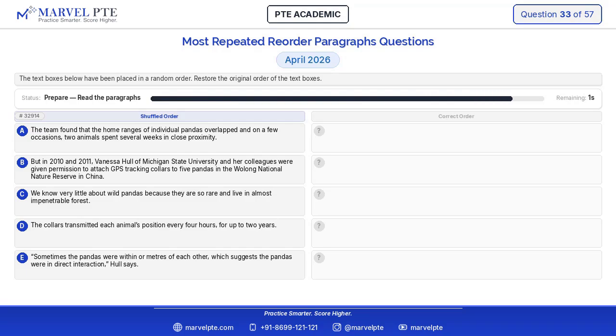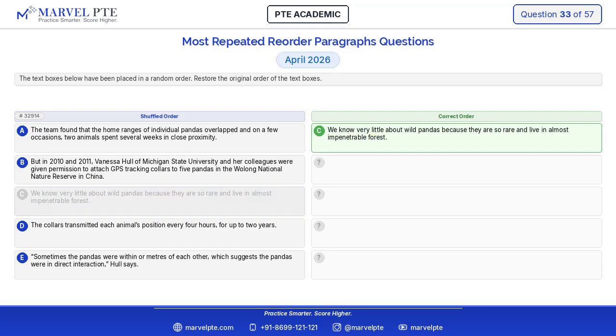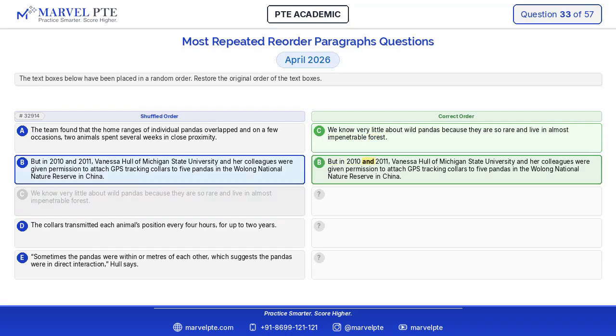We know very little about wild pandas, because they are so rare and live in almost impenetrable forest. But in 2010 and 2011, Vanessa Hull of Michigan State University and her colleagues were given permission to attach GPS tracking collars to 5 pandas in the Wolong National Nature Reserve in China.